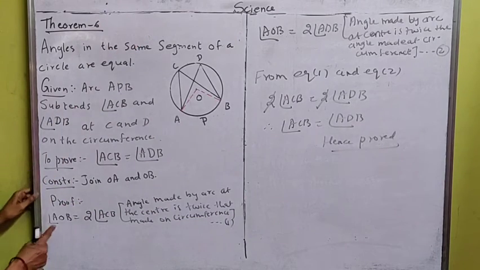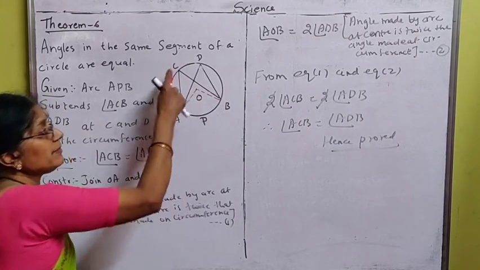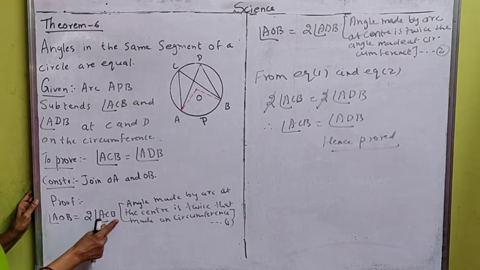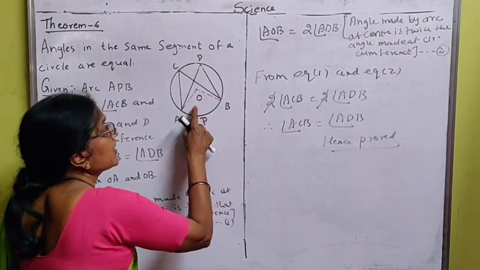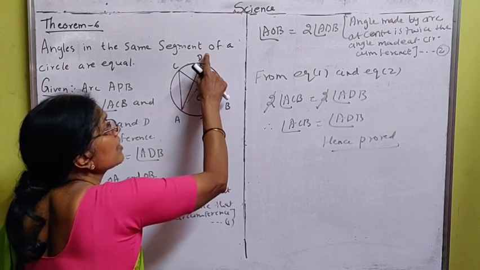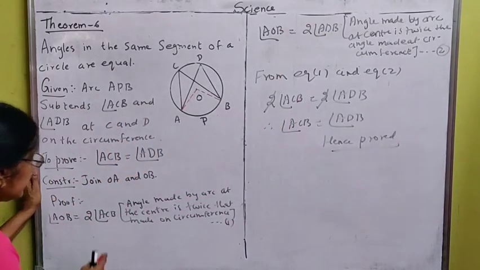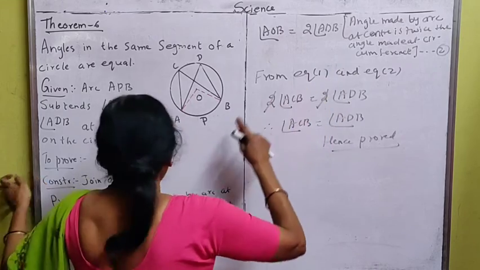So what we told is that angle AOB is made at the center, angle ACB is made on the circumference. Therefore, angle AOB is equal to twice angle ACB. Here also we can take angle AOB is made at the center, angle ADB is made on the circumference. Therefore, angle AOB is equal to twice angle ADB. This is equation number 1, and this is equation number 2. Compare. What will happen?